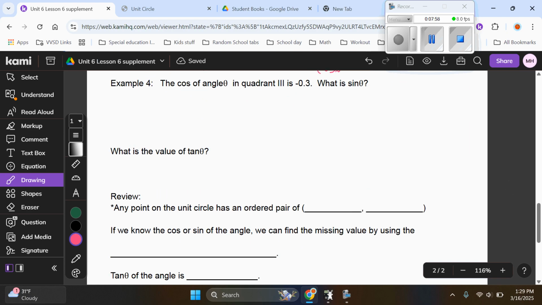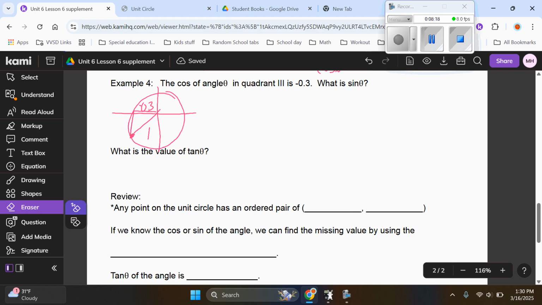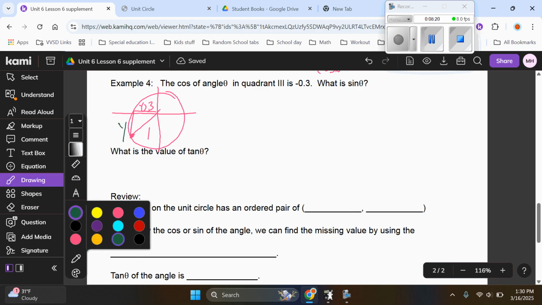The cosine of the angle, so again, the x value is negative 0.3 and in quadrant 3. So here's my circle, down here in quadrant 3, set my value up, so negative 0.3, looking for that y. 1 is our hypotenuse. So I got negative 0.3, and it's really important when you put that negative 0.3 squared in your calculator, you put that in parentheses, or you just need to remember negative 0.3 times negative 0.3 is always a positive value.